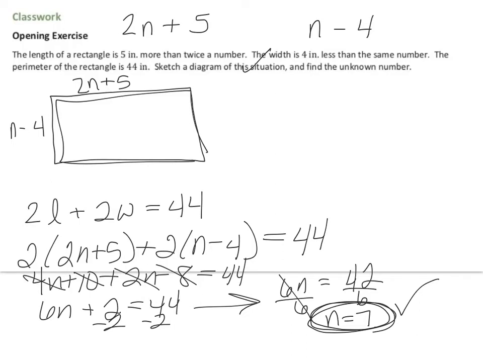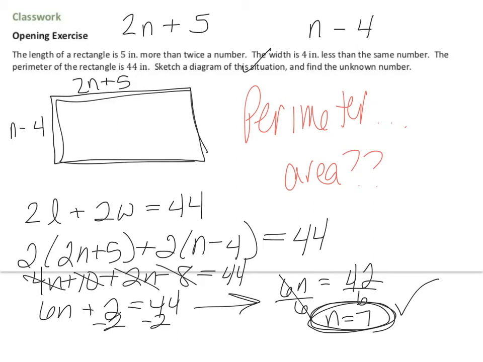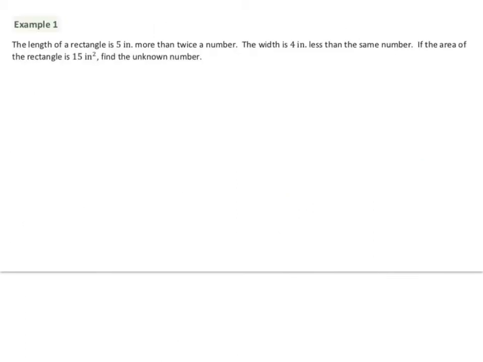So that was a fantastic problem, and we knew what the perimeter was. But what if we didn't know the perimeter, we knew the area? Well, that is our next example. So now we have the length of a rectangle is 5 more than twice a number, and the width is 4 inches less than a number. If the area of the rectangle is 15 inches squared, find the unknown number.